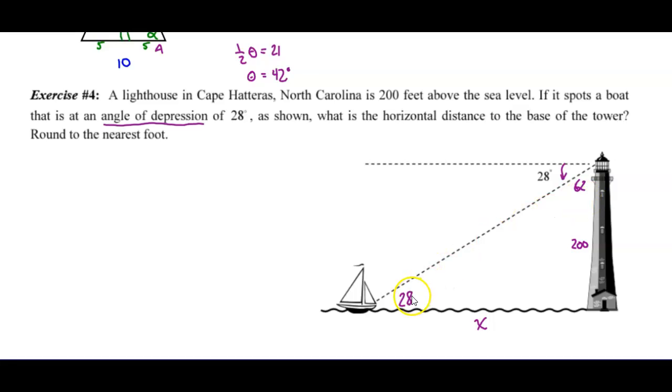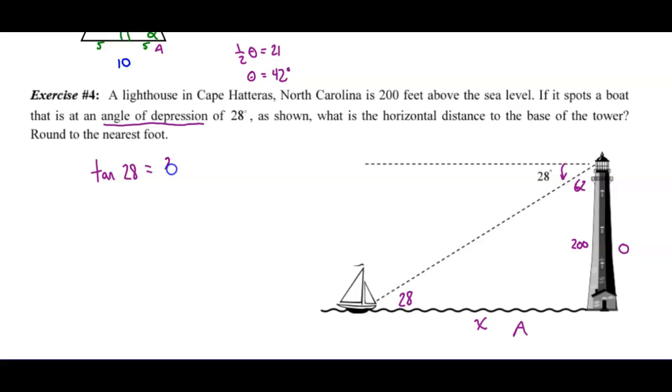Because if I use 28, then 200 is opposite and x is adjacent. If I use 62, then x is opposite and 200 is adjacent. Either way, I have a way to write the equation. I'm going to go off of the 28. I'm going to let the 200 be opposite and let the x be adjacent. So O and A, that's tangent. So tangent 28.